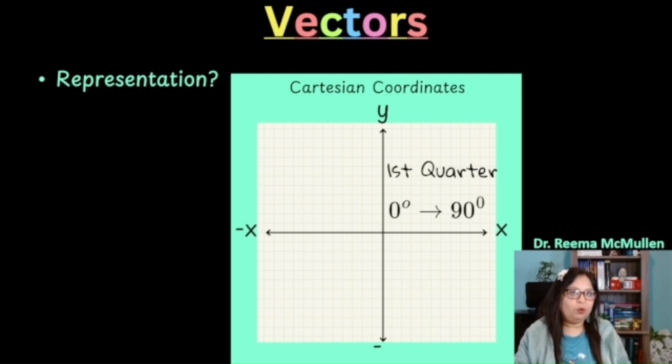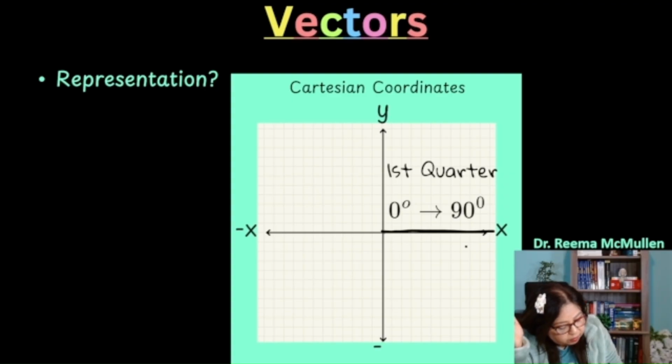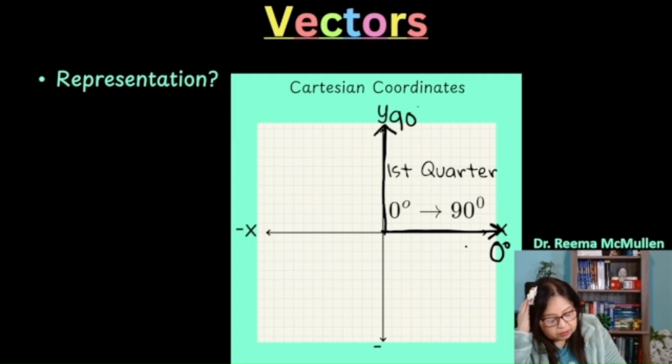Hopefully it's a review for you. Hopefully you already know that the xy Cartesian plane can be divided into 4 quadrants, or 4 quarters. The first quarter is going to go from 0 degrees. Where's the 0 degrees? This is along the positive x-axis. From 0 degrees you go counterclockwise. The positive y-axis is 90 degrees. This is your first quarter.